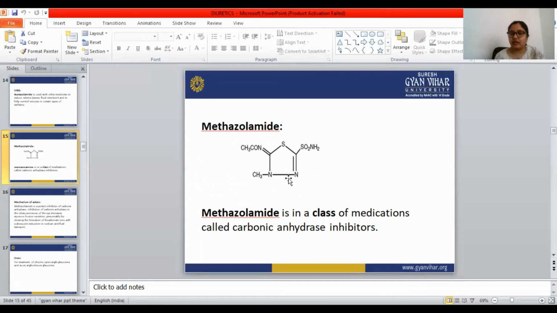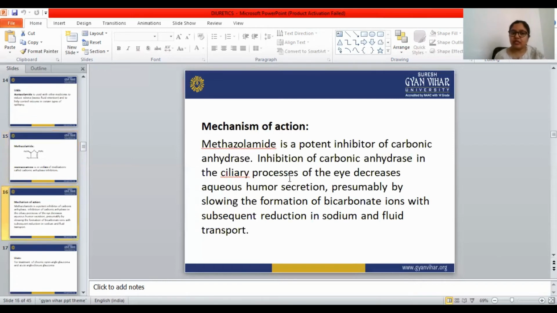Heterocyclic. So methazolamide is this, and the mechanism of action is that methazolamide is a potent inhibitor of the carbonic anhydrase enzyme. The inhibition of the carbonic anhydrase enzyme in the ciliary process of the eye decreases the aqueous humor secretion, and that slows the formation of bicarbonate ions with a reduction in sodium and fluid transport.